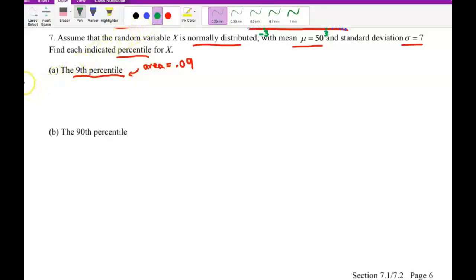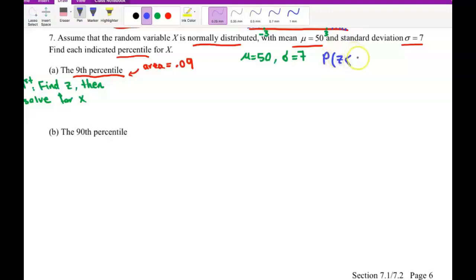Okay, so first step, find z, then solve for x. So here we have mean as 50 and standard deviation is 7. And we need to find the area when z is less than, I don't know that part. Actually that probability is given, so the probability is given and we need to find out z is less than what number. So probability or area is equal to 0.09 or 9%.